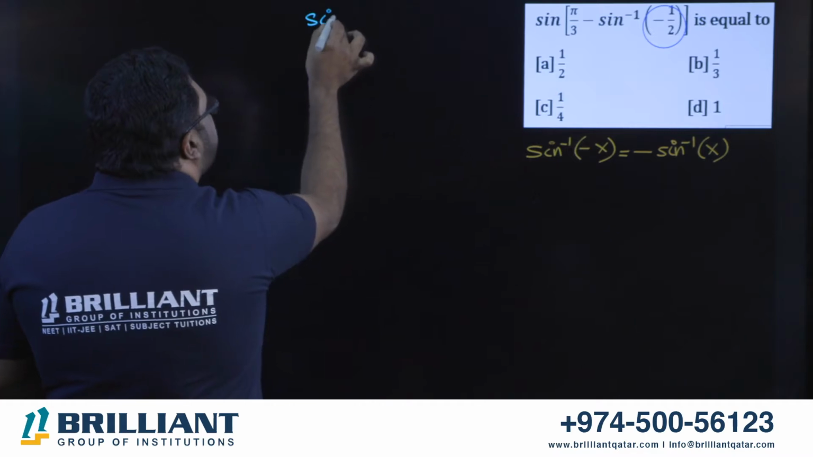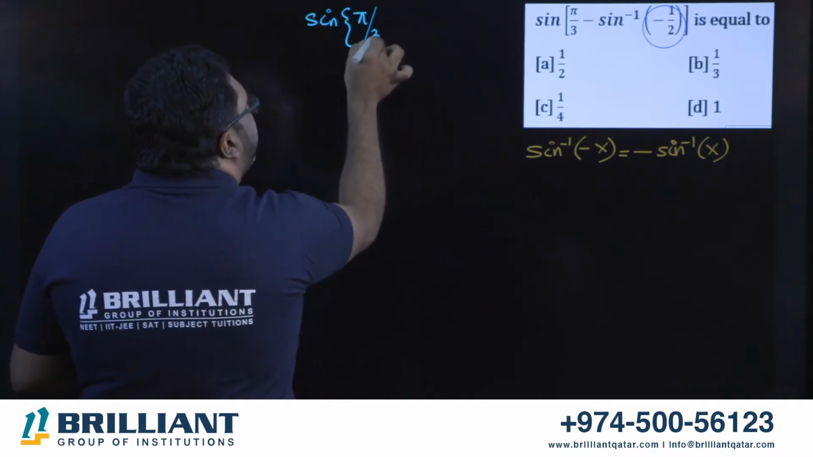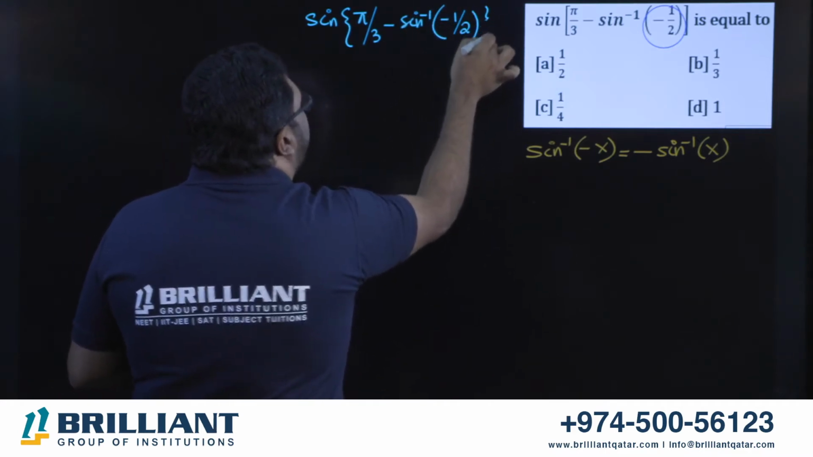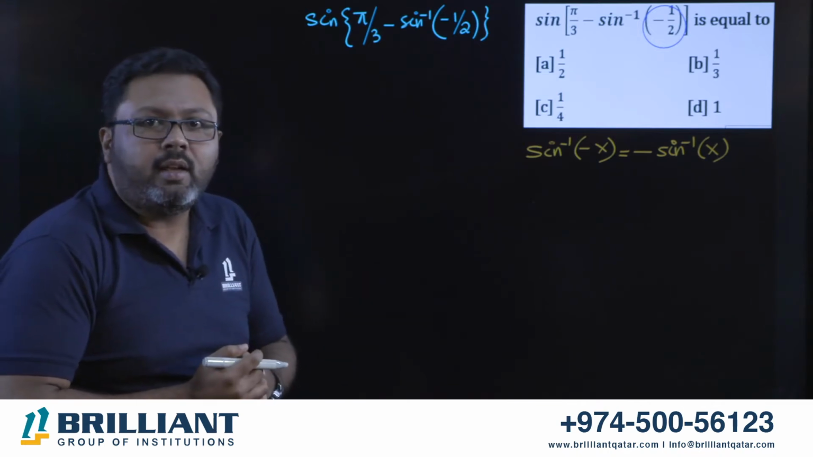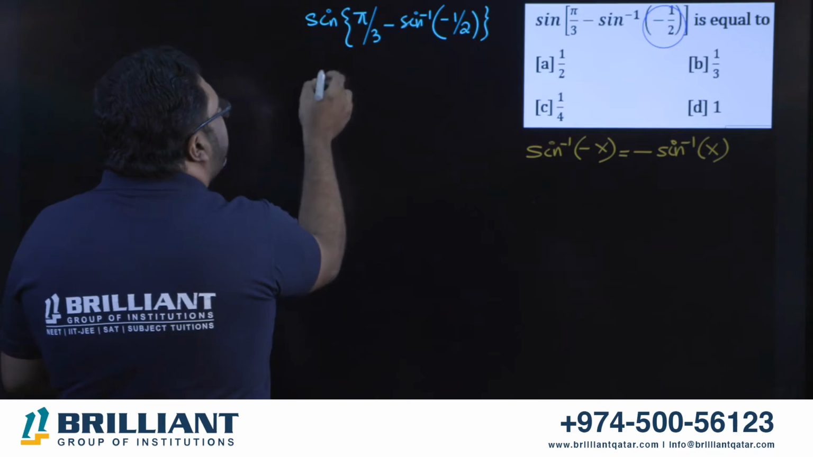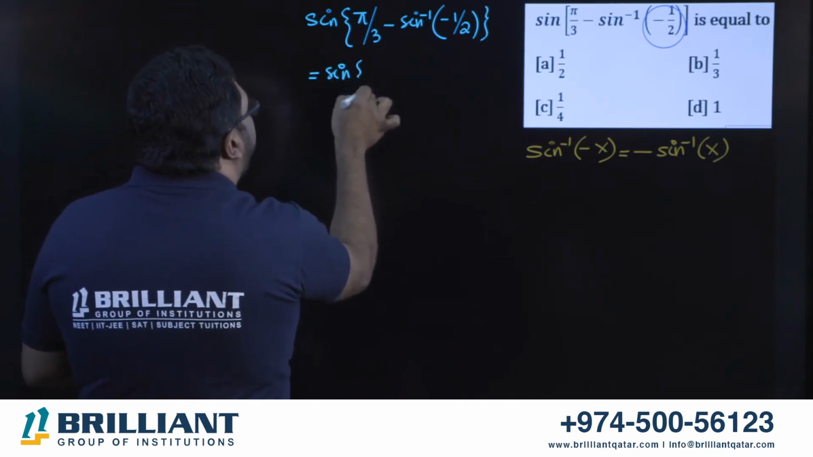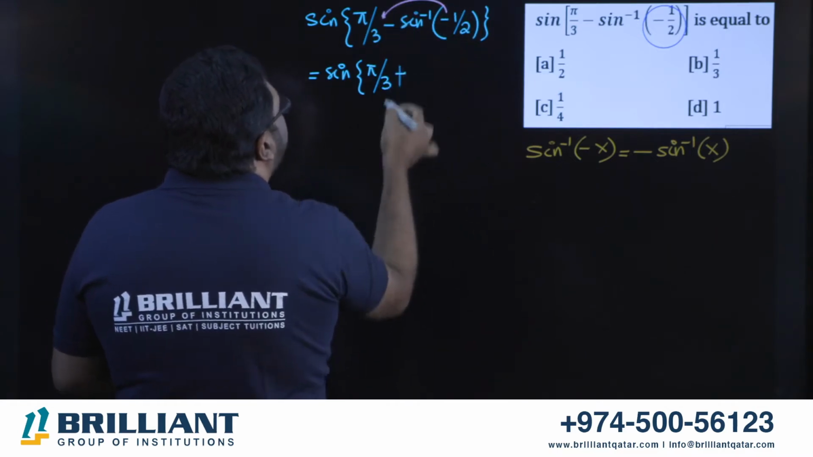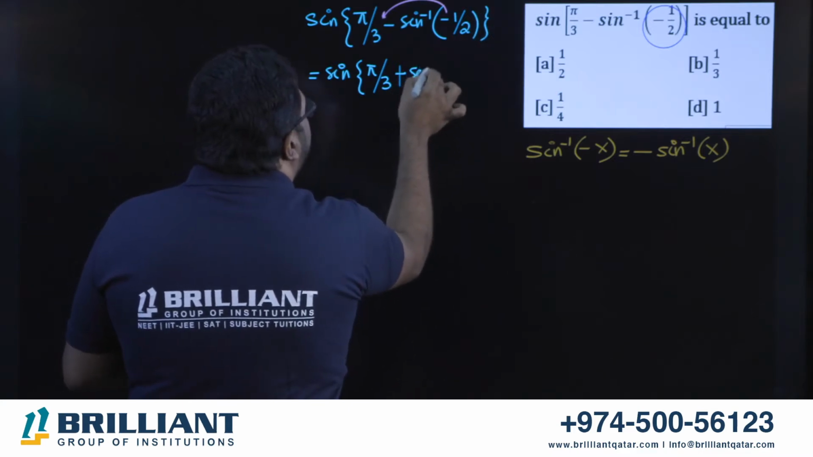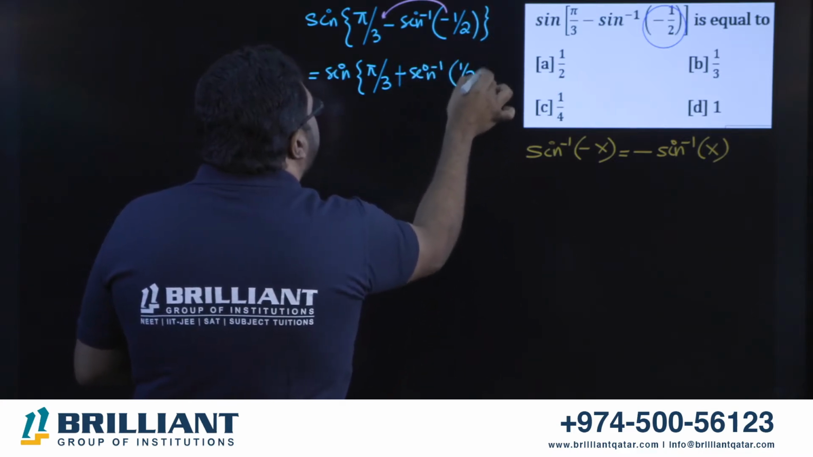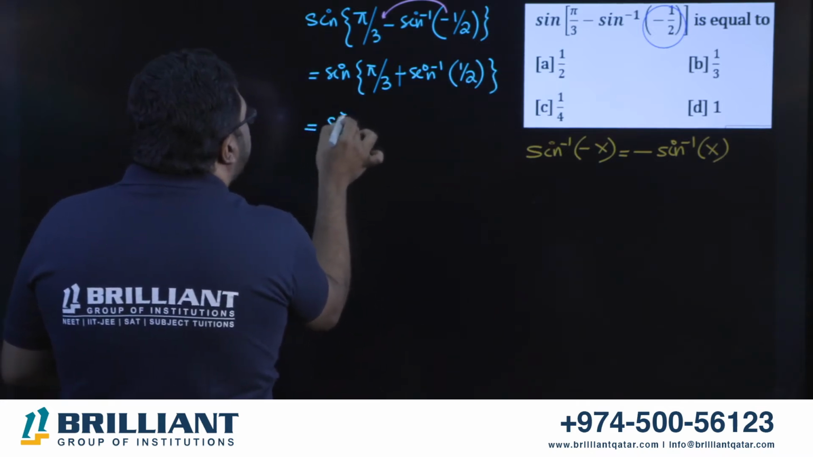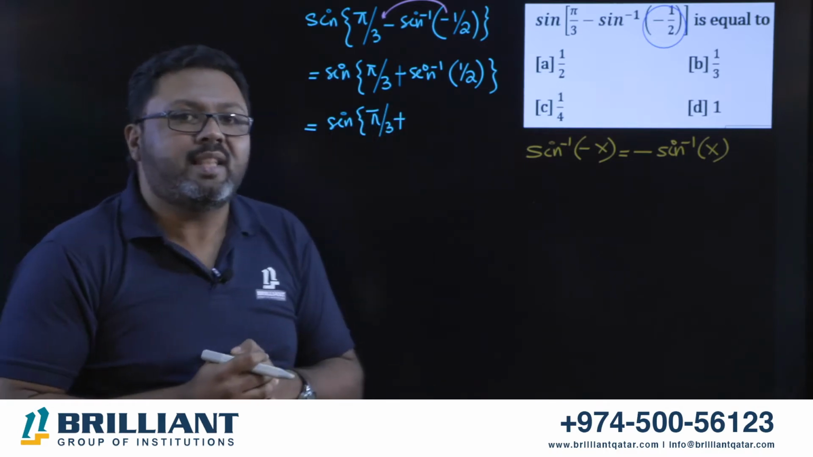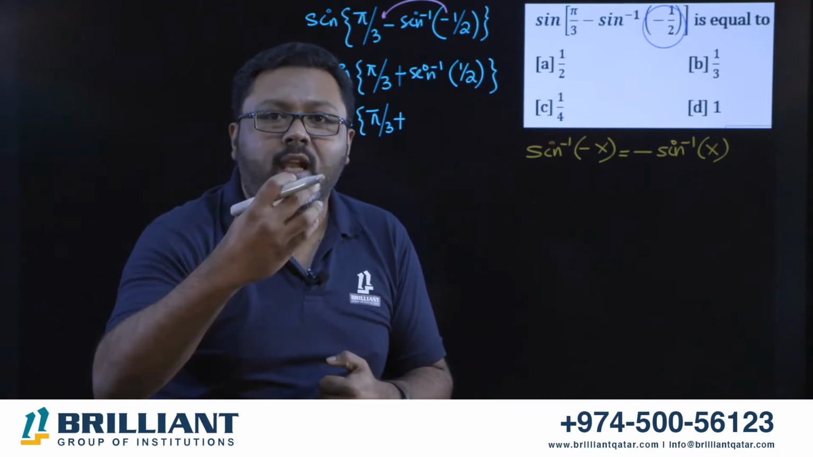So let's try to simplify. Sine of pi by 3 minus sine inverse of minus half. Just now we saw what happens to the negative sign inside the inverse of sine. It comes out. So that is going to be sine of pi by 3, and the negative sign comes out, it is going to become positive, plus sine inverse half. That is equal to sine of pi by 3 plus what is the angle corresponding to the sine trigonometric function which gives me the value 1 by 2.